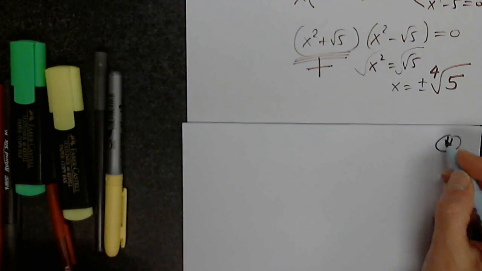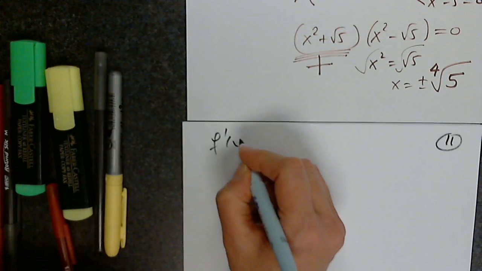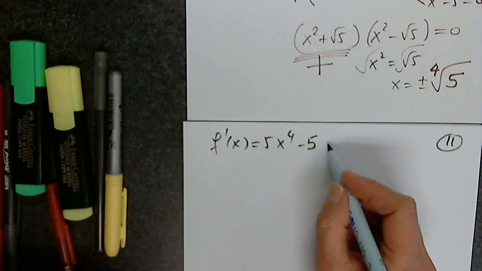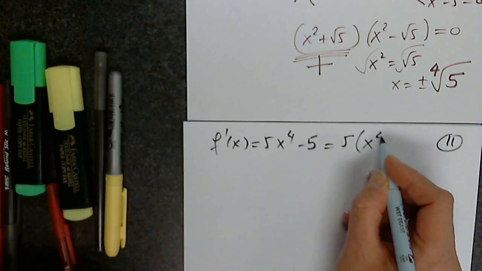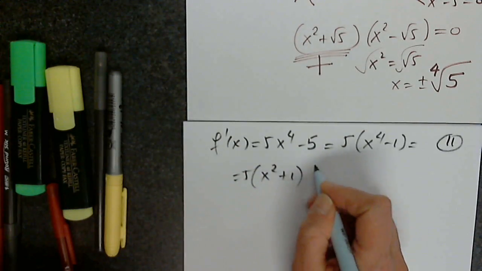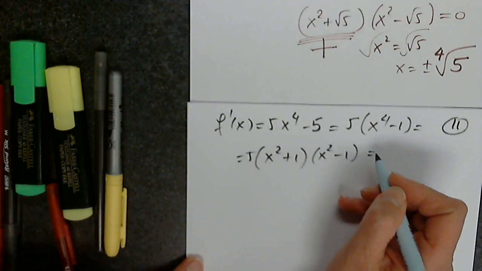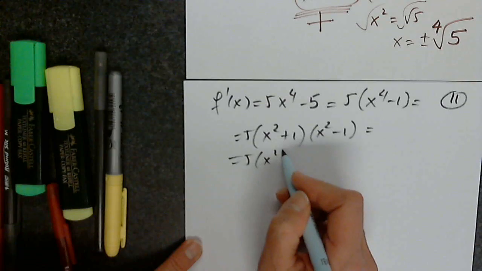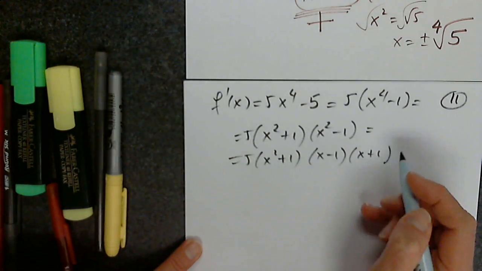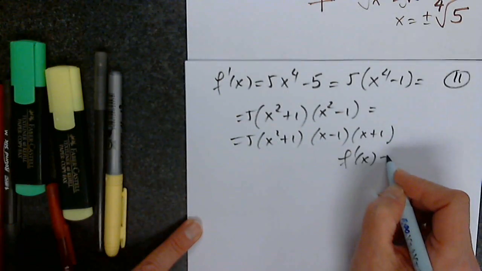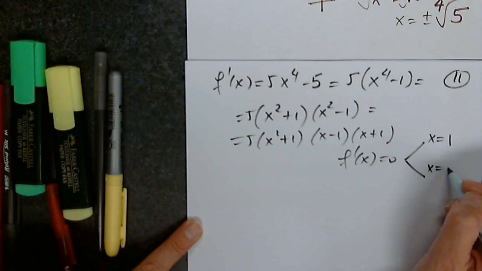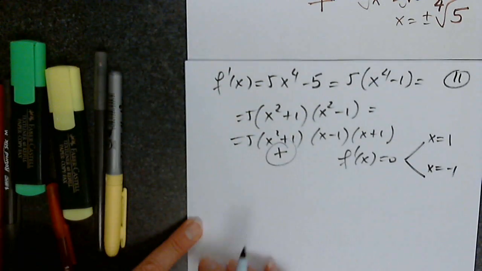So f prime of x is 5x to the 4th minus 5. Of course, I will factor out 5 and I get x to the 4th minus 1, and I will continue with x squared plus 1 and x squared minus 1, and I will continue with 5, x squared plus 1 and x minus 1 and x plus 1. When I set the derivative equal to 0, I will only have two options, however, x equals 1 and x equals negative 1, because this is always positive.